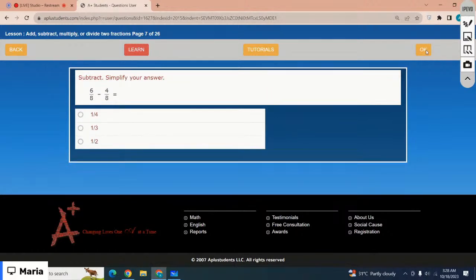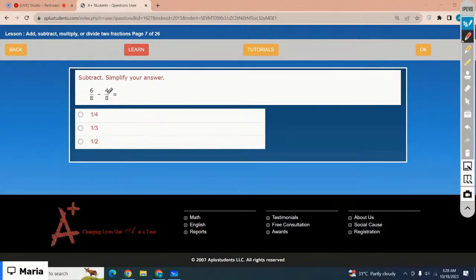Okay, 6 over 8 minus 4 over 8, which is the correct option? They both have like denominators. Simply subtract their numerators. So, it would be 6 minus 4, 2 over 8. Right? You can look for a common factor, that is 2. Divide them by 2. So 2 divided by 2 is 1 and 8 divided by 2 is 4. So the correct option is 1 over 4. The correct option is 1 over 4. Very good.